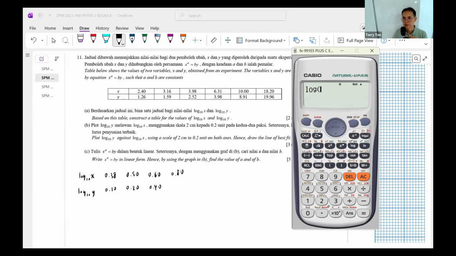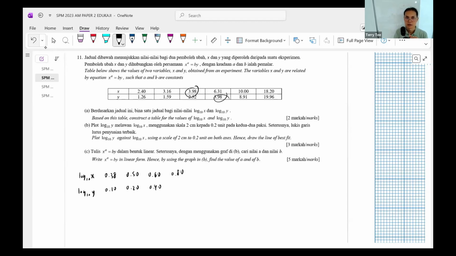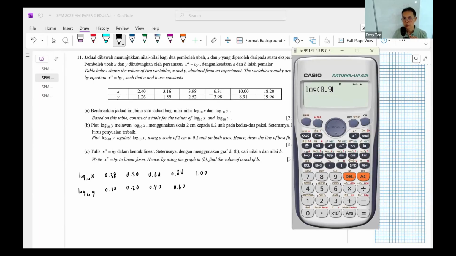Log 3.98, 0.60 as well. Yeah, actually these two are the same, I notice. 0.60. Log 10 is supposed to be 1, but I put 1.00. Log 8.91, that will be 0.95.